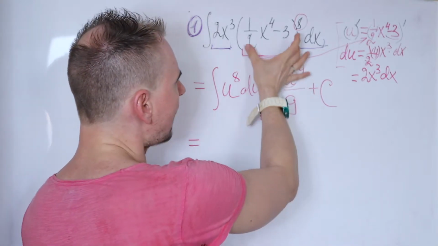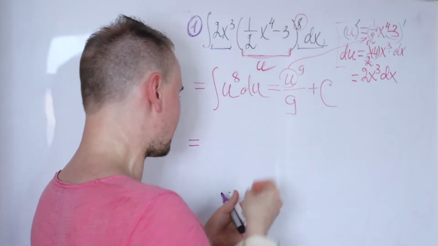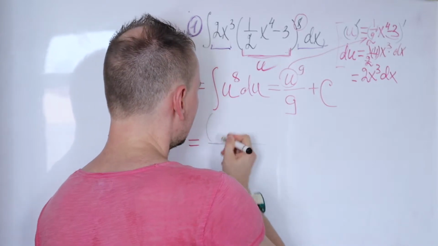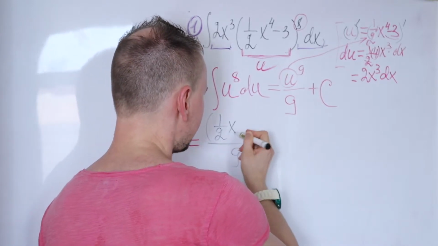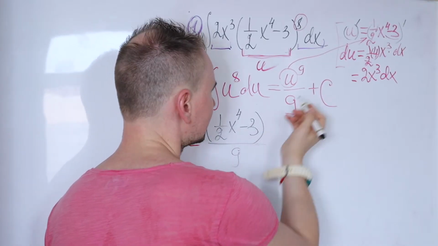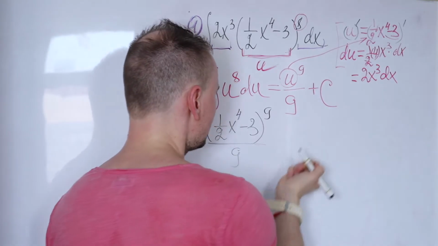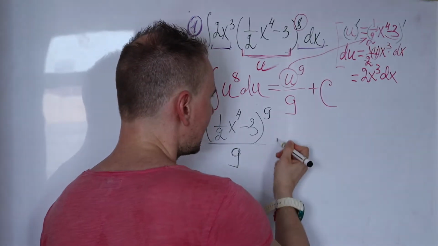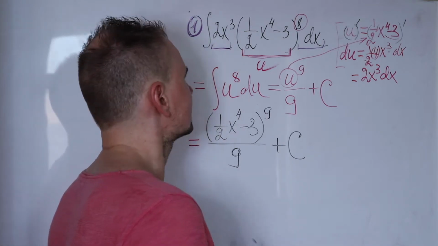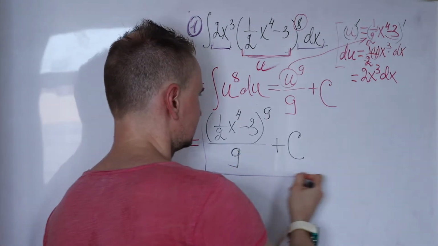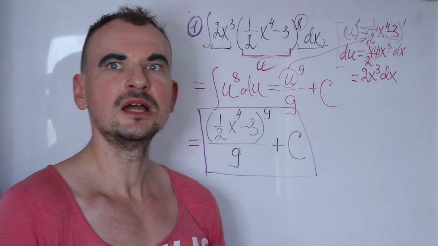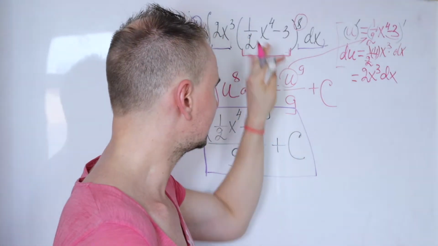So instead of u, I'm going to rewrite this expression, which is basically a half x to the fourth minus 3. So u to the 9th power over 9 plus c. This is your final answer. This is your final integral for that one.